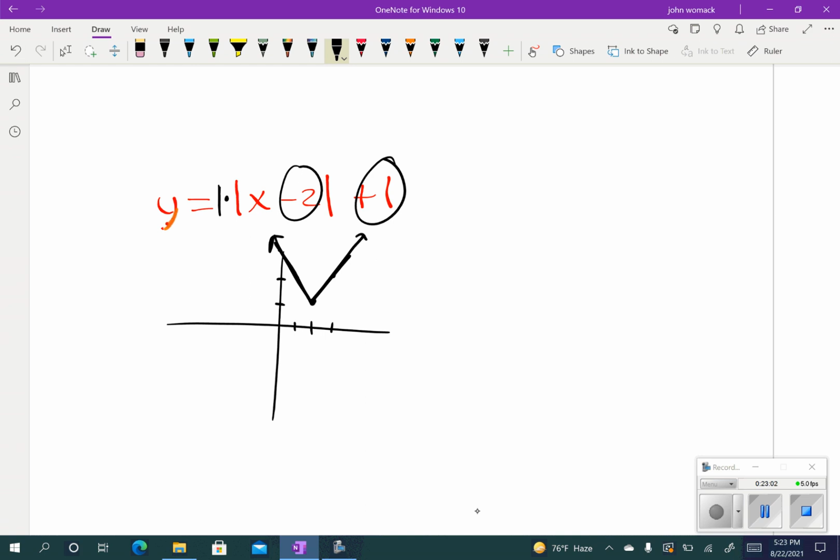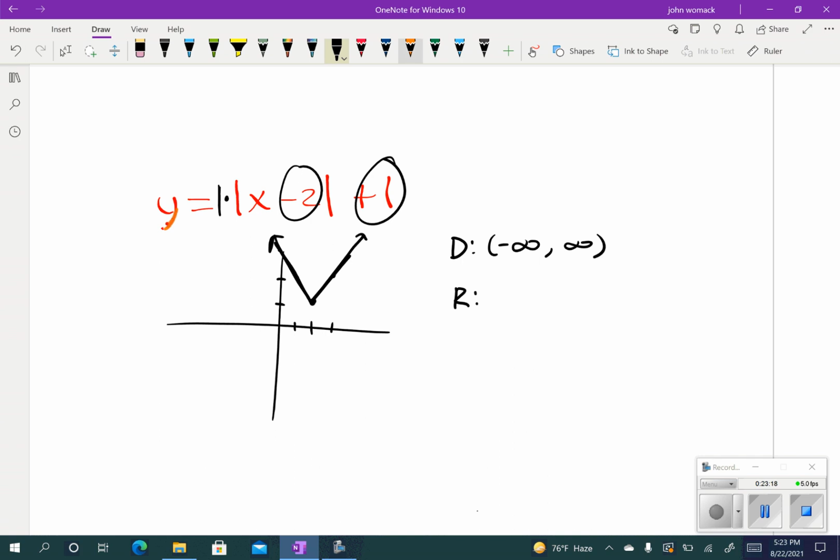Now, domain and range. Domain is pretty easy on this. Domain is what can x be. So going left and right, how far does the graph go? Well, with this V shape, the graph is always going to go from negative infinity to infinity. The range is different because the range is the y value.